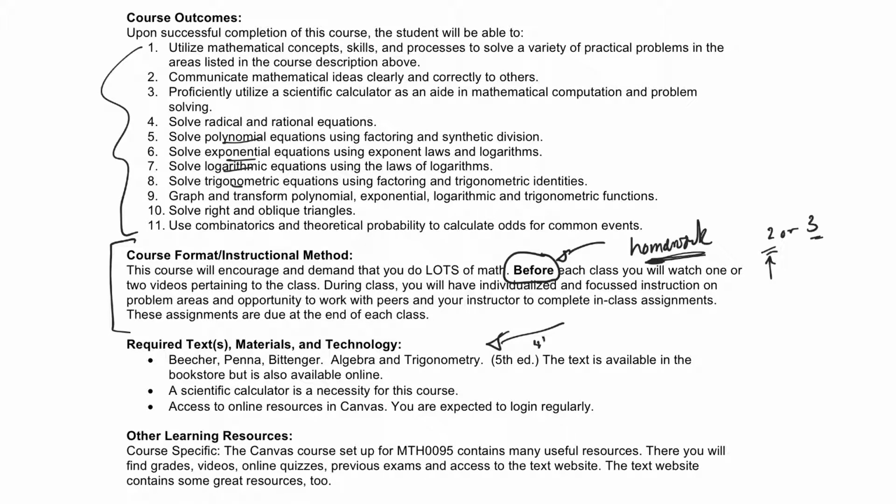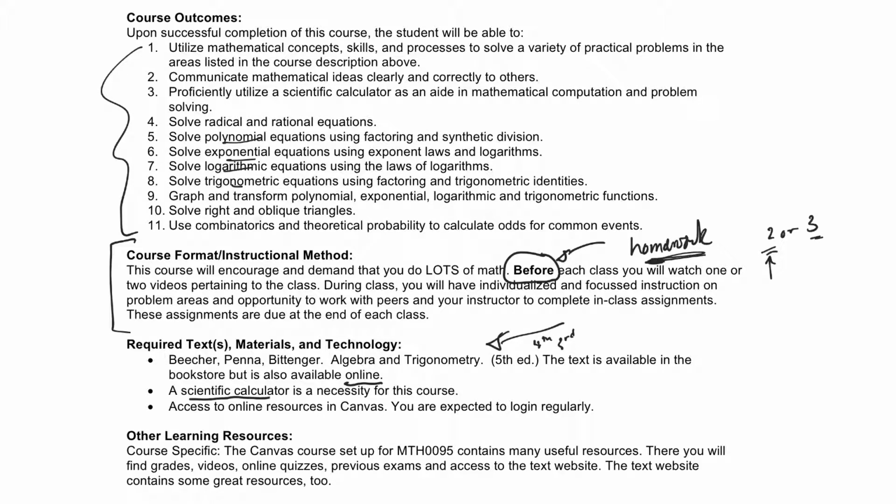Also, if you can find a 4th edition or a 3rd edition somewhere, they have similar questions in them, and they haven't changed a whole lot. So if you can find one of those editions, they will work as well. You can also access the textbook online, which is significantly cheaper.